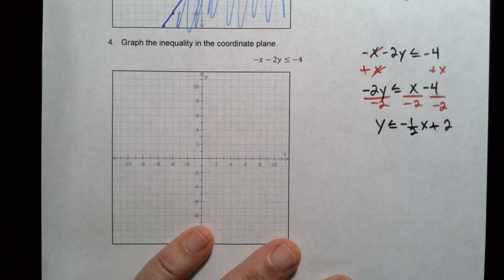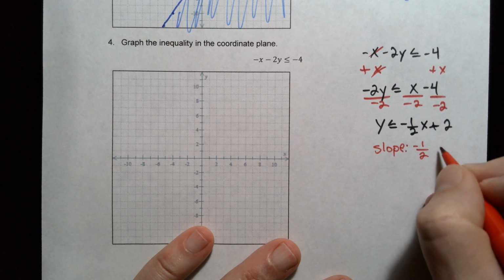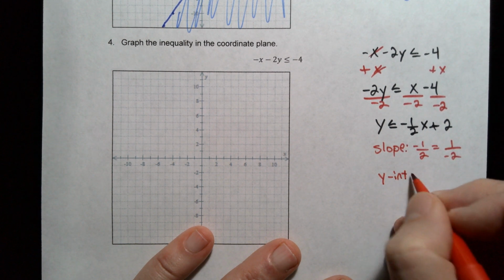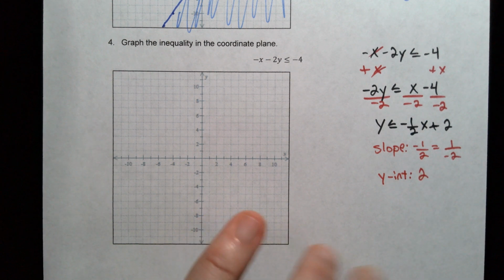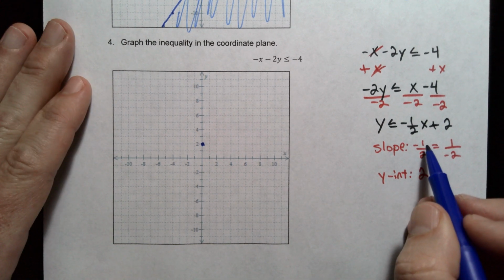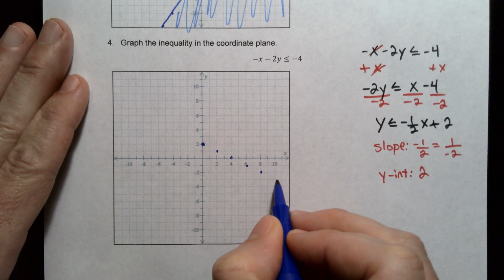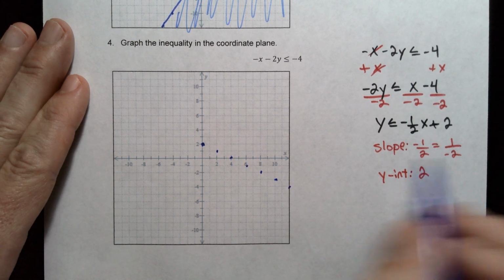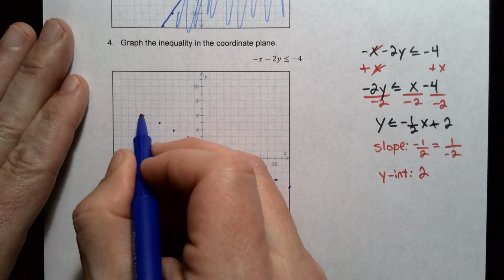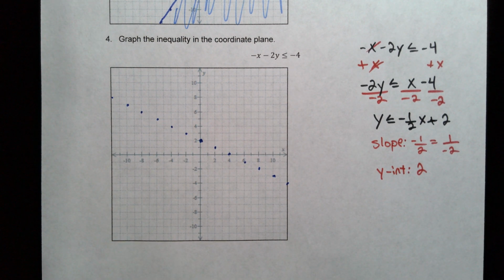Okay, so we have a slope of negative 1 over positive 2, or you could write it as positive 1 over negative 2. And our y-intercept, our starting point, will be 2. Okay, so let's go to 2 on the y-axis. There it is. Okay, and then I'll use my slope. Down 1, right 2. Down 1, right 2. Like this. Down 1, right 2. And then I could use up 1, left 2. So here, here, here, here, here, and here. Okay, so I just use the slope over and over again to get all those points.